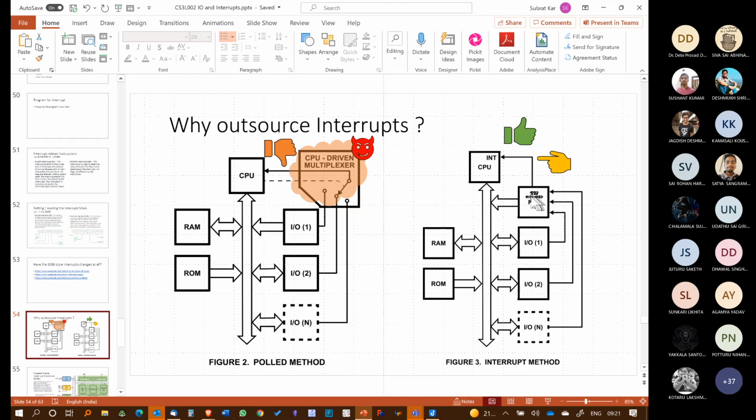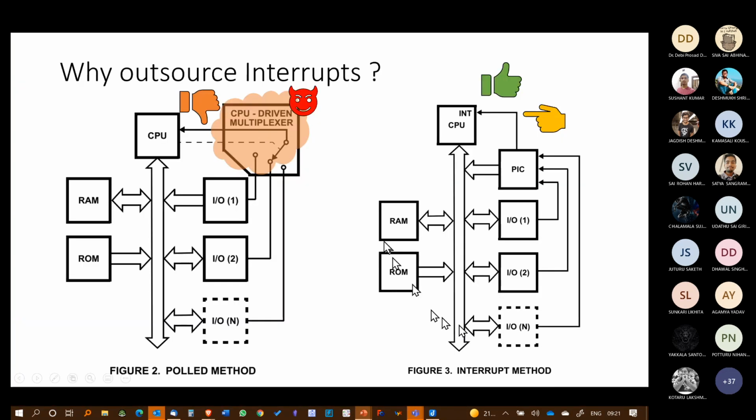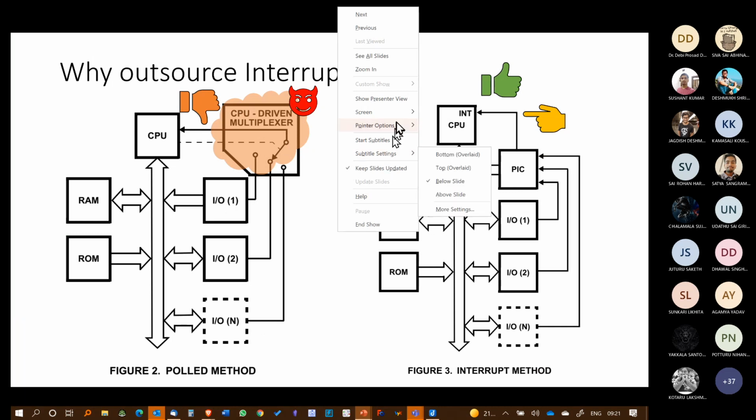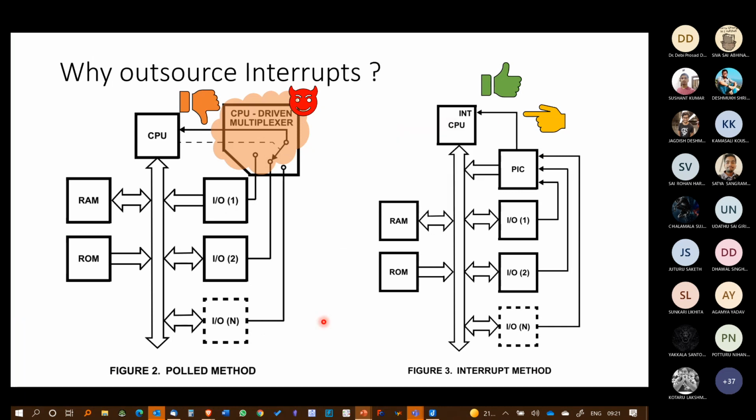So that PIC way is that all the IOs actually talk to the PIC. So you can see this. Ridiculous to get this laser pointer. You have to do so many things. I would have thought Microsoft would have given you some hotkey for laser pointer, Alt L or something.